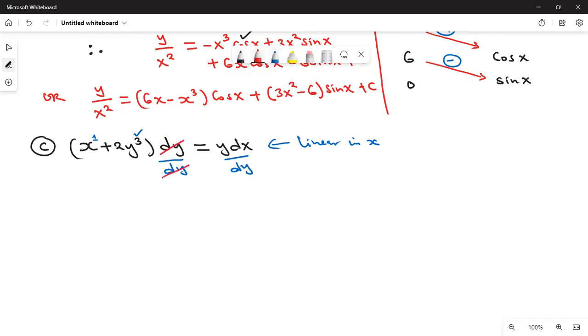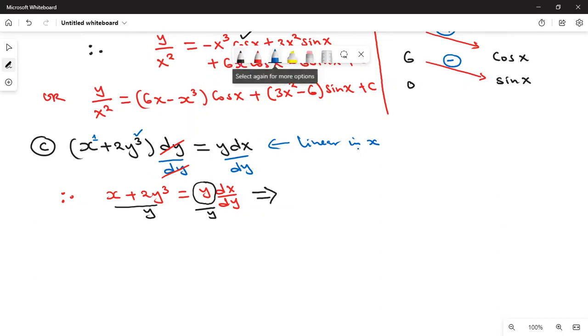So you see dy and dy will cancel. So therefore, we have x plus 2y cubed is equal to y dx over dy. I must make sure that the coefficient of the derivative is 1. So get rid of this y. So again, you divide both sides by y. So what do we get? Remember, this y will now cancel with this. So we now remain with dx over dy is equal to x over y plus 2y squared. I have divided this one.